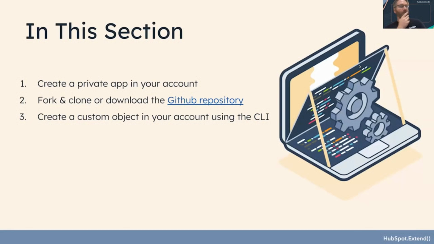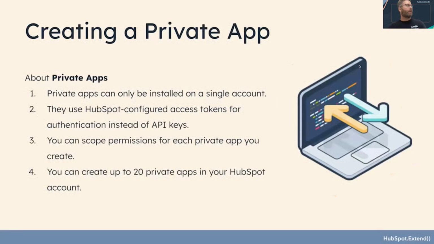So this is just what I outlined. We'll create a private app, download the GitHub repo, and create a custom object using the CLI. All right, so let's talk a little bit about private apps and how to create a private app. So private apps are good if you're integrating with a single HubSpot account. If you wanted to use an app in multiple HubSpot accounts, you would create a public app, but we're going to create a private app.